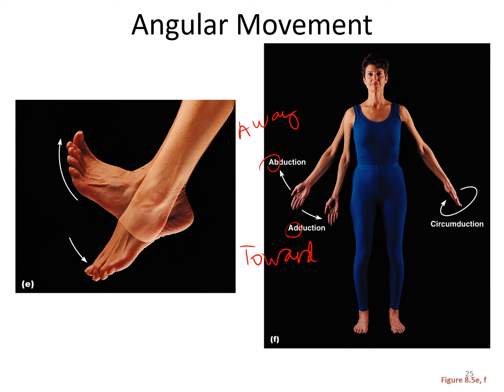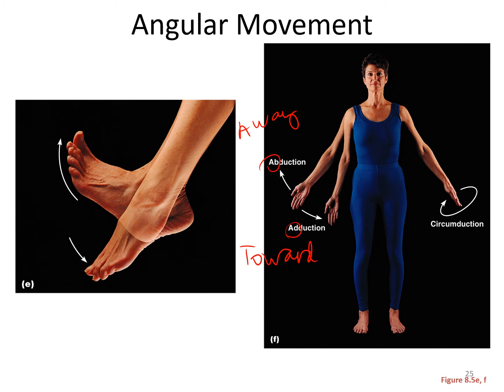So if you're performing abduction and adduction, you're doing jumping jacks. When your arms and legs move away from your body, you're performing abduction. When you add your arms and legs back to your midline, you're doing adduction. So keep in mind that these are antagonistic actions. They are doing the opposite job to one another.